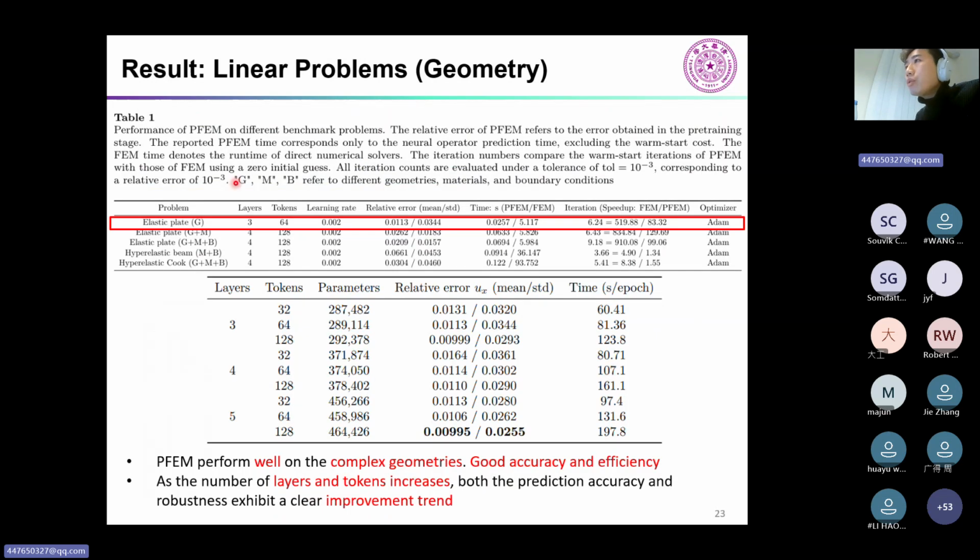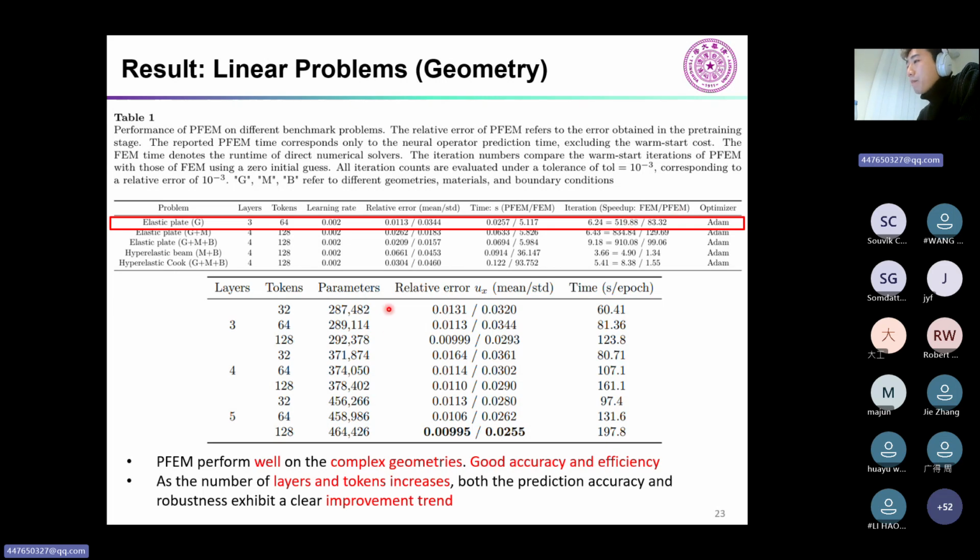So I will show you the table because the table is more quantitative. As you can see, this one is the energy plate, G means geometry. The time for PFEM is 0.02 seconds, while the traditional method takes about 5 seconds to get the result. The relative error is very small, maybe 1%. And we get a speedup of about 6.24 compared to the traditional method.